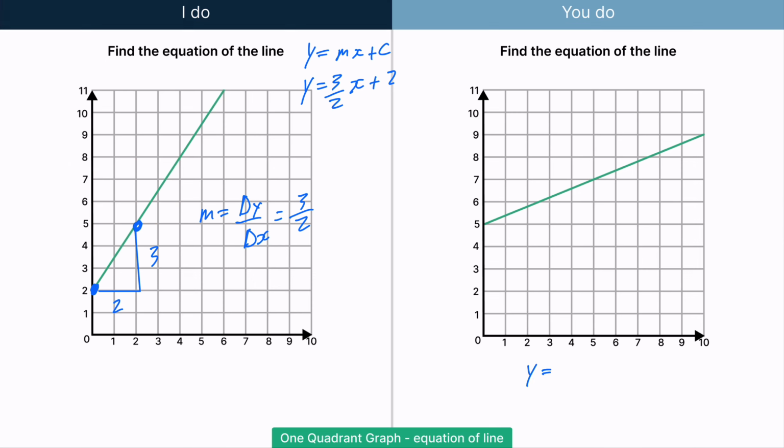So hopefully you've pressed pause and had a go at the example on the right. So we have y is equal to mx plus c. Now you can start off with the easy part, which is the y-intercept. So that's just plus 5. That's done. Now all you need to do is find m. M is the gradient.